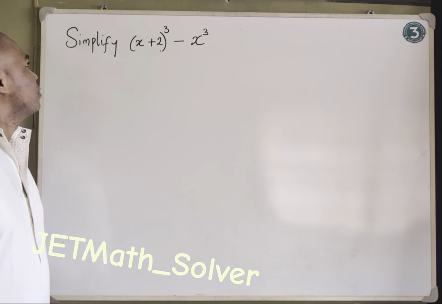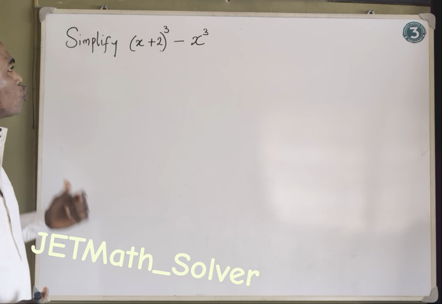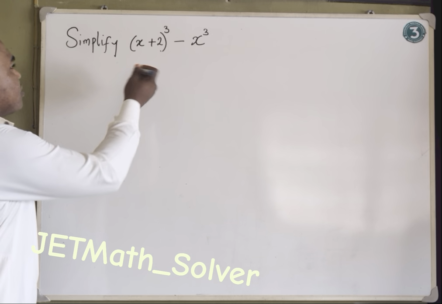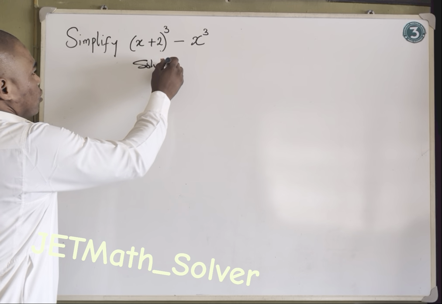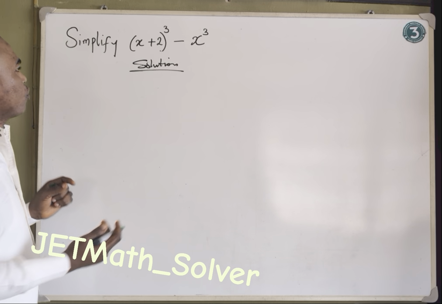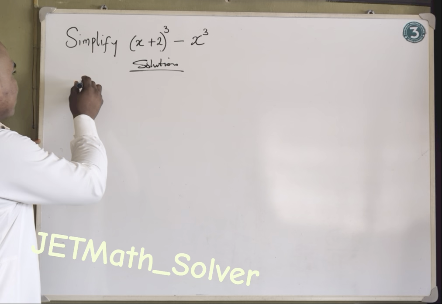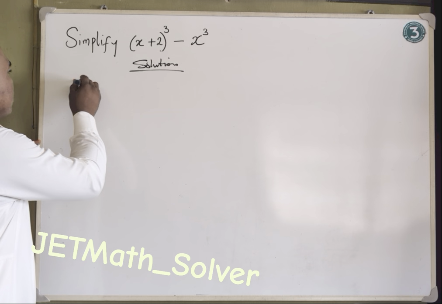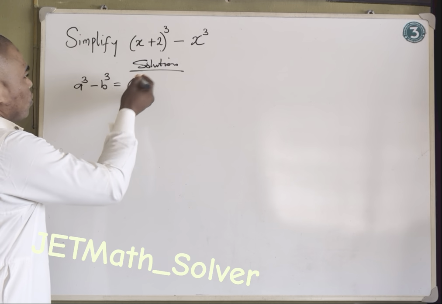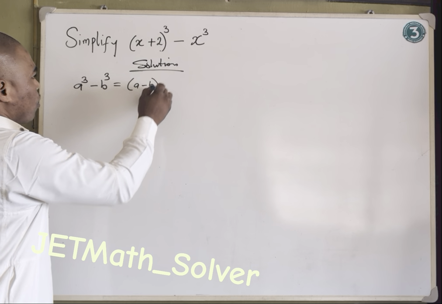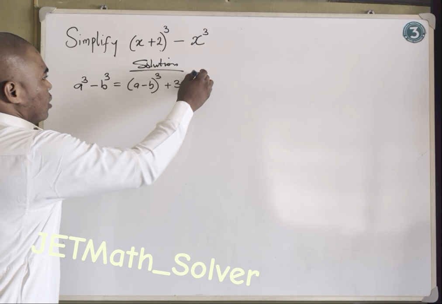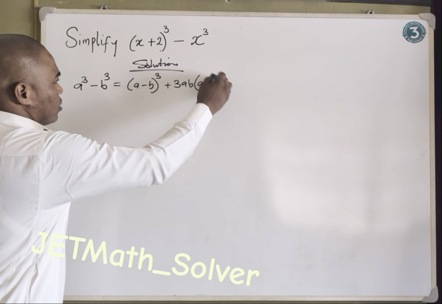Good everyone. Now, I want to simplify (x + 2)³ − x³. Now, this is in the form of a difference of two cubes. That is, we can rewrite this as a³ − b³, which is equal to (a − b)³ plus 3ab(a − b).